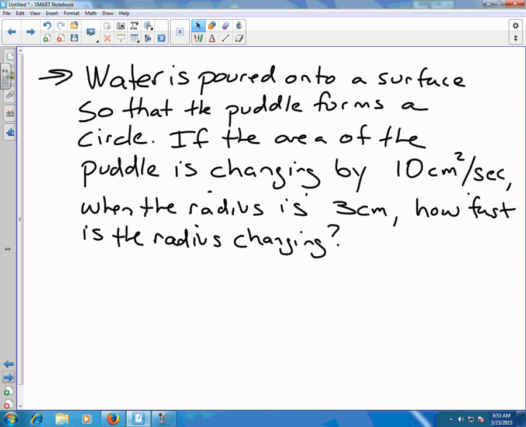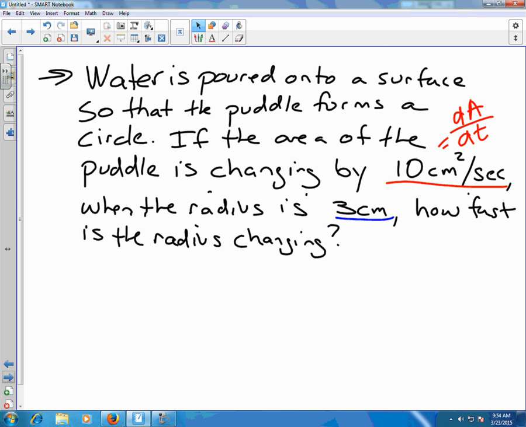If the area of the puddle is changing by 10 centimeters squared per second, so we know how fast the area is changing. And immediately we can look at this, and we know that it's the change in area over the change in time, which is how fast the area is changing over time. That's going to be that number. And we know it's changing by 10 centimeters squared per second whenever the radius is 3 centimeters. So the change in that area depends on what the radius is.